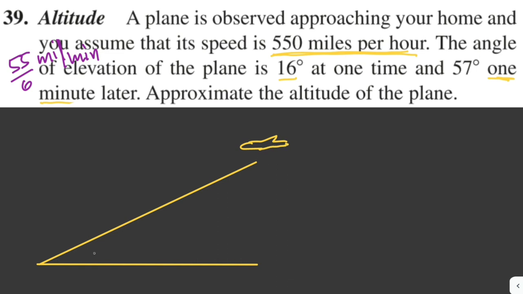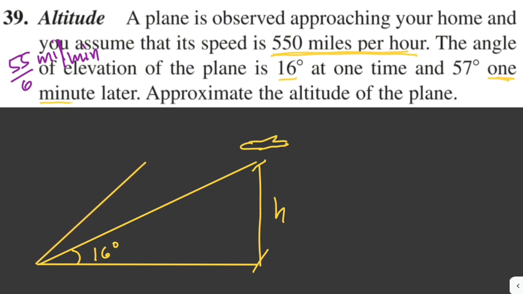So its angle of elevation at one time is 16 degrees. So it creates an altitude of, let's say, the distance from the ground to the plane is h, and then at 1 minute later, its angle of elevation is 57 degrees.